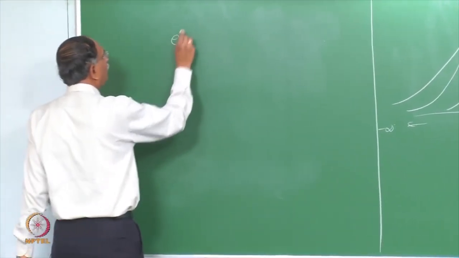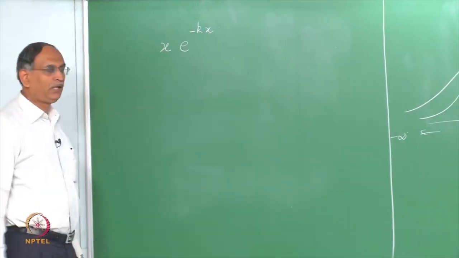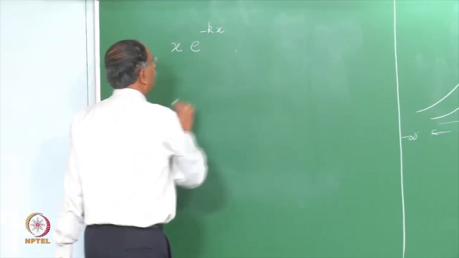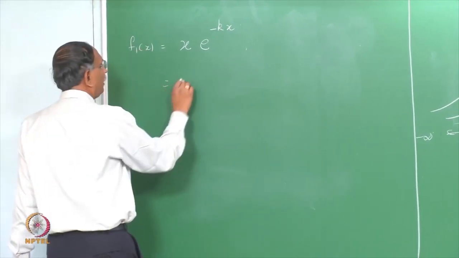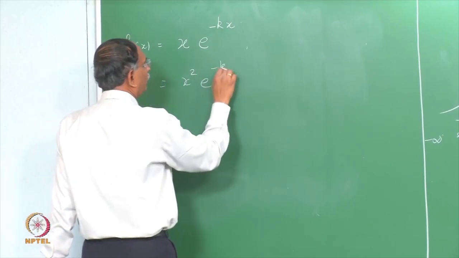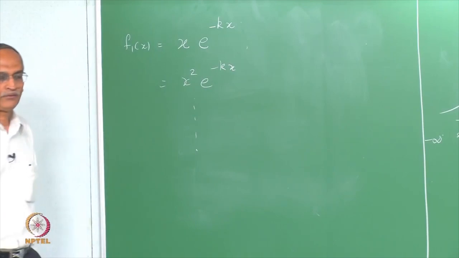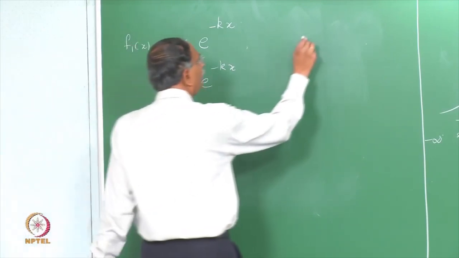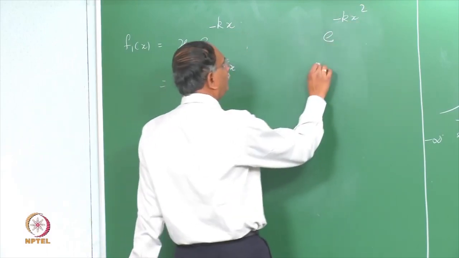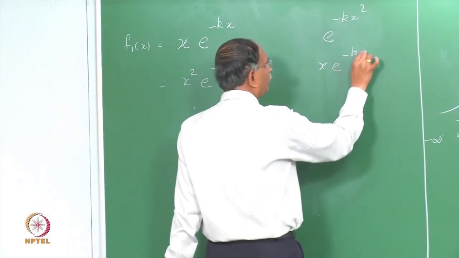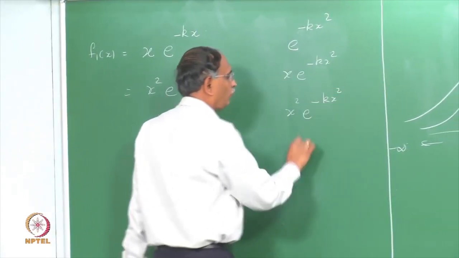Instead of e to the minus kx, we may have an x multiplying e to the minus kx, f1 of x, some function. We may have x squared e to the minus kx, and so on. Okay? Many, many such functions. And also for the Gaussian, we will have e to the minus kx squared, and we will have x e to the minus kx squared. We will have x squared e to the minus kx squared, so on.